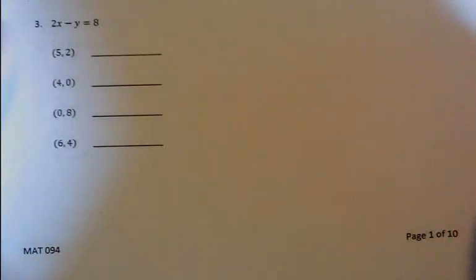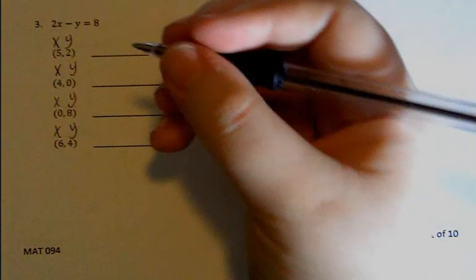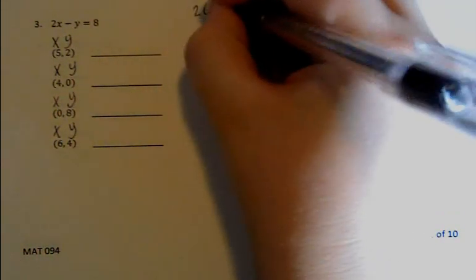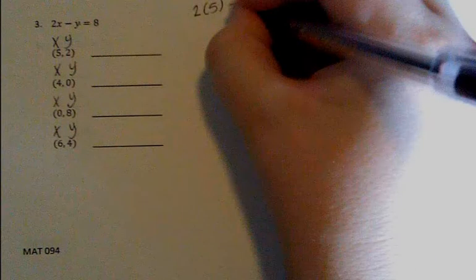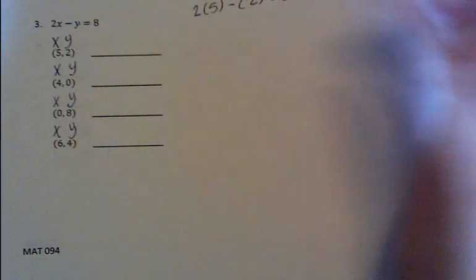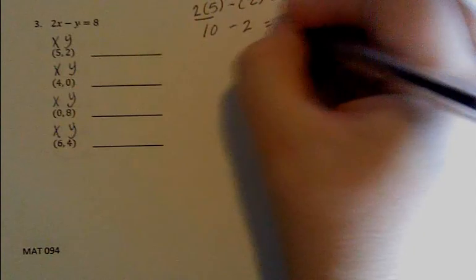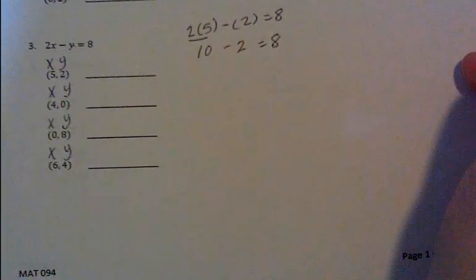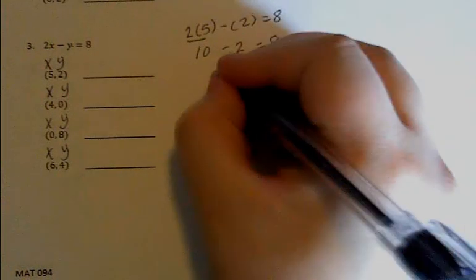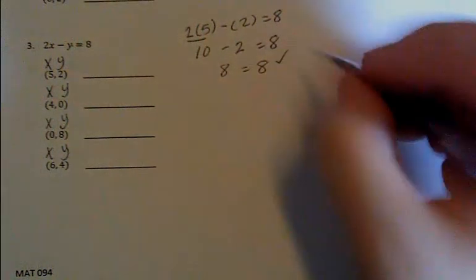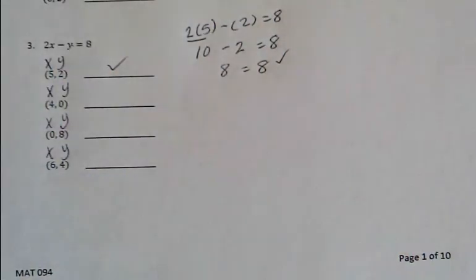Let's move on to problem number 3. I'm going to label all of my x and y values. So I'm going to plug in a 5 for my x and a 2 for my y. I'm going to multiply my 2 times 5 first. That gives me a 10. Bring down my minus 2. So I get 10 minus 2 equals 8. So 8 equals 8. So that means that 5, 2 is a solution.